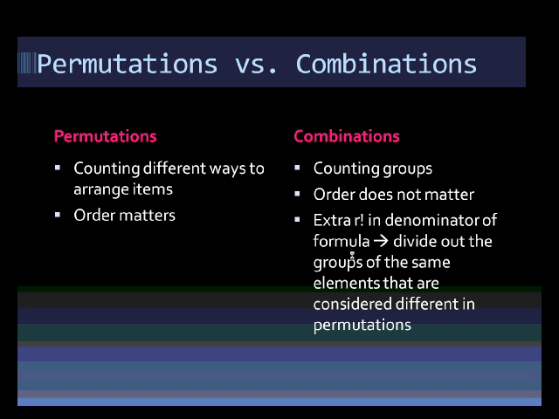All right, so just to reiterate, in permutations, we're counting all our different arrangements. The way we arrange books on a shelf, the way we arrange different coats, all that stuff. In combinations, we are counting groups. The order does not matter. That r in the denominator means we're dividing out the same elements that are considered different in permutations, but not in combinations. Okay?